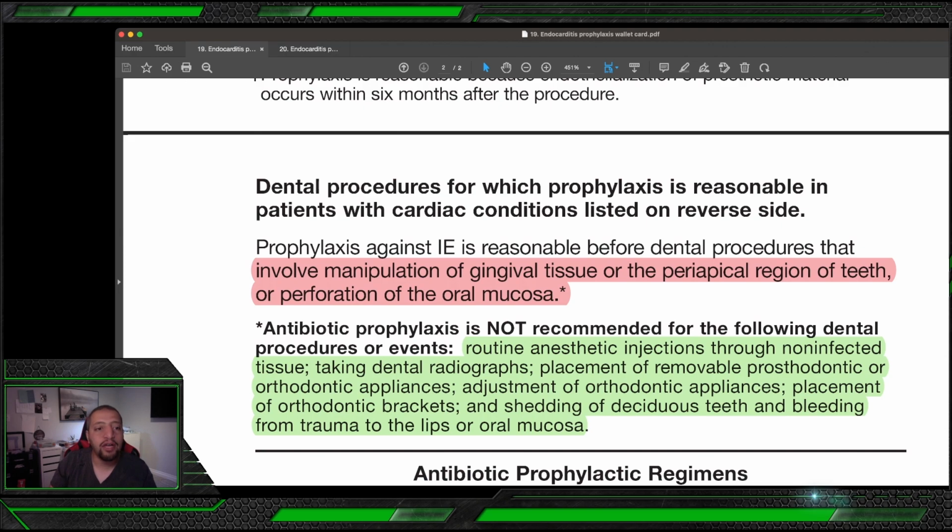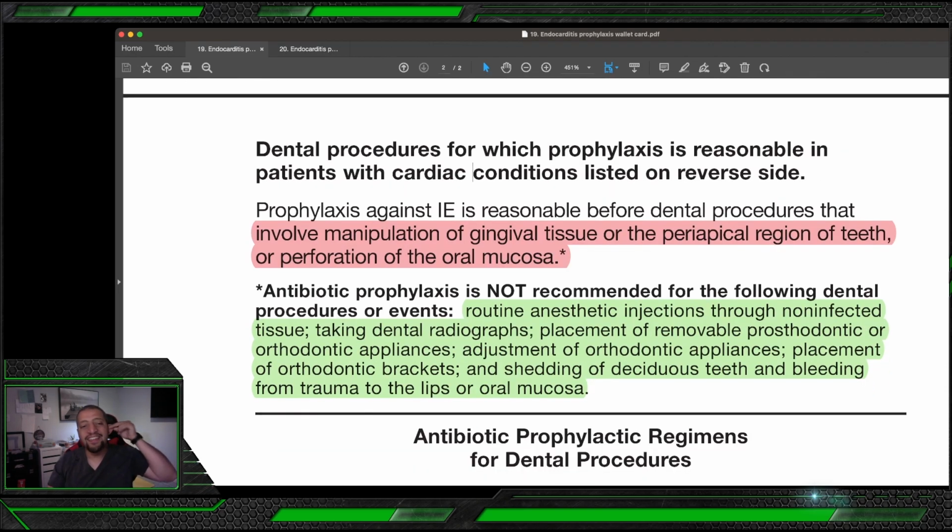And the second criterion is the dental procedure. Not every procedure are we going to give prophylactic antibiotic for. This topic is debatable, with a lot of debate about it. So in this article, he cut it short for you. He said any dental procedure that involves manipulation of gingival tissue or the periapical region of the tooth, or perforation of the oral mucosa, qualifies the patient to take prophylactic antibiotic. Other than this is not recommended.